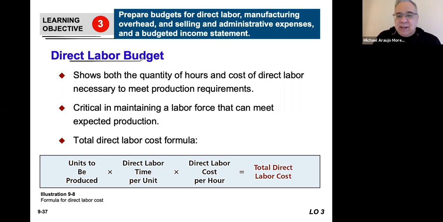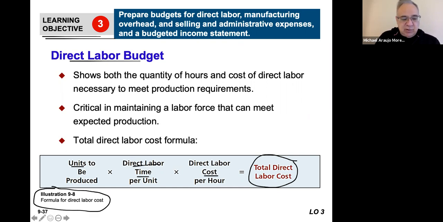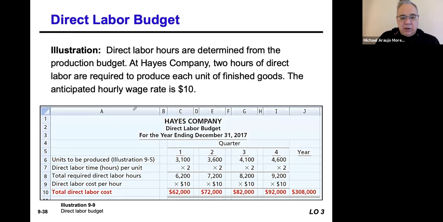The direct labor budget is actually pretty straightforward. It makes a lot of sense, right? Based on the units you know you're going to have to make and the amount of direct labor time you need to make each unit, you multiply that by the cost of that labor per hour, and there's your total direct labor costs in a nutshell. This illustration is important to know, and I think it's pretty straightforward to understand. How a direct labor budget looks in this objective is also quite basic. So here's the illustration.